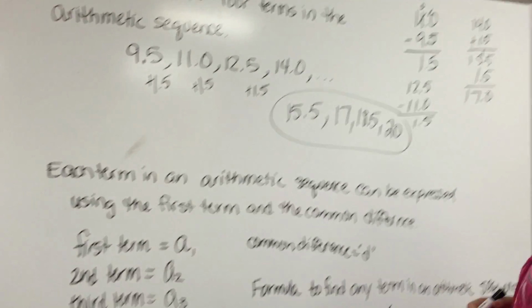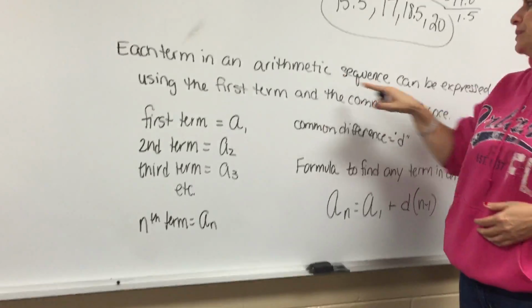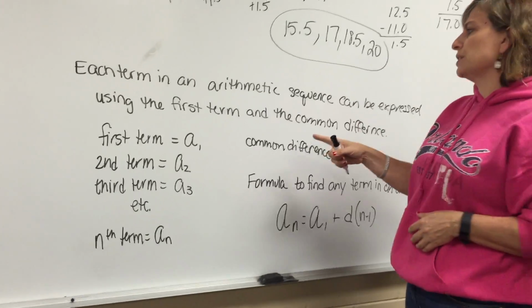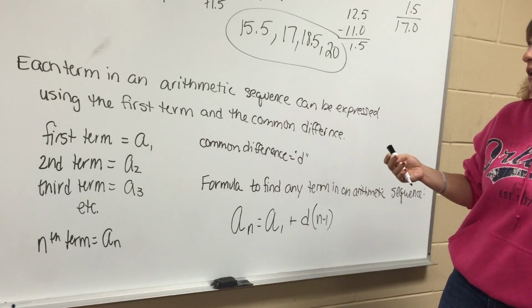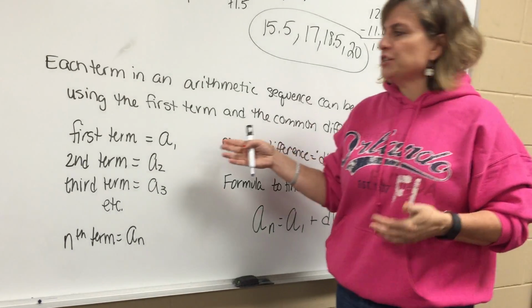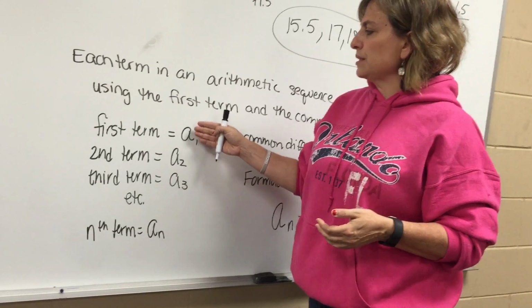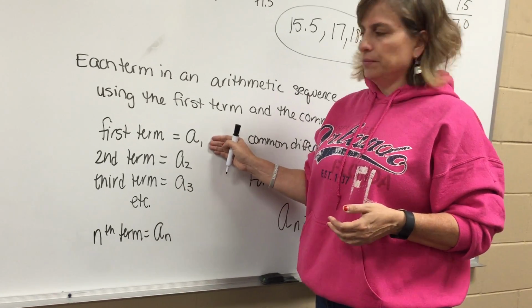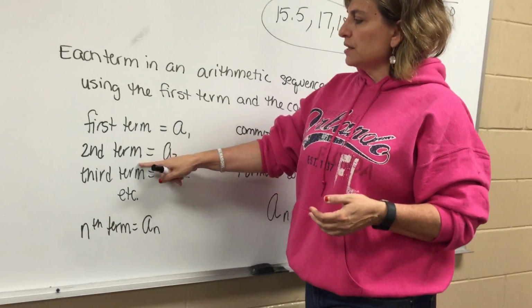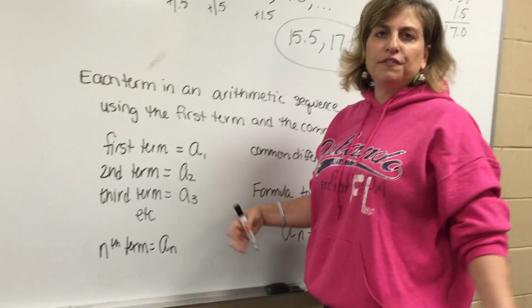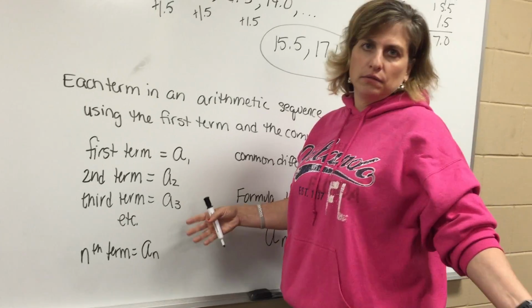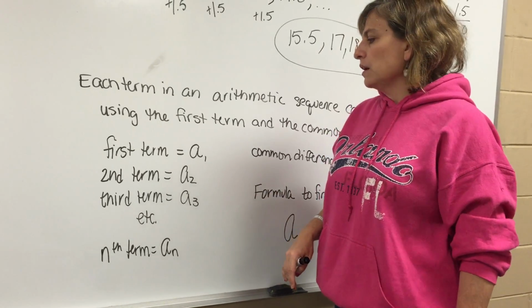So what you're going to learn is that each term in an arithmetic sequence can be expressed using the first term and the common difference. There's a little formula that I'm going to teach you. We call the first term in an arithmetic sequence A with a little sub 1. Okay, so it's A1. The second term is going to be A2. The third term is going to be A3. The 50th term is going to be A sub 50.